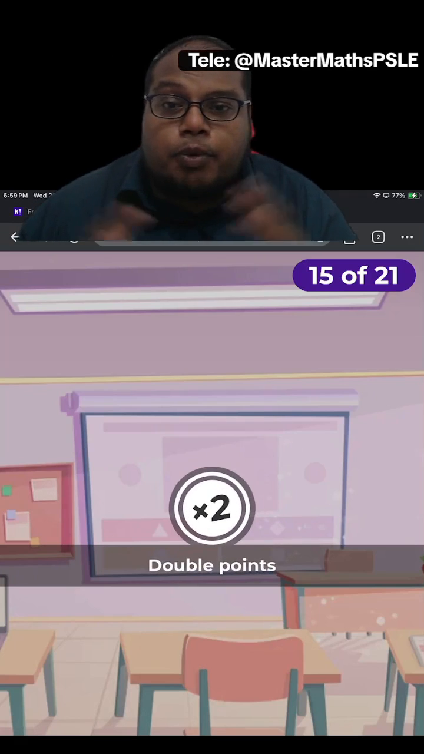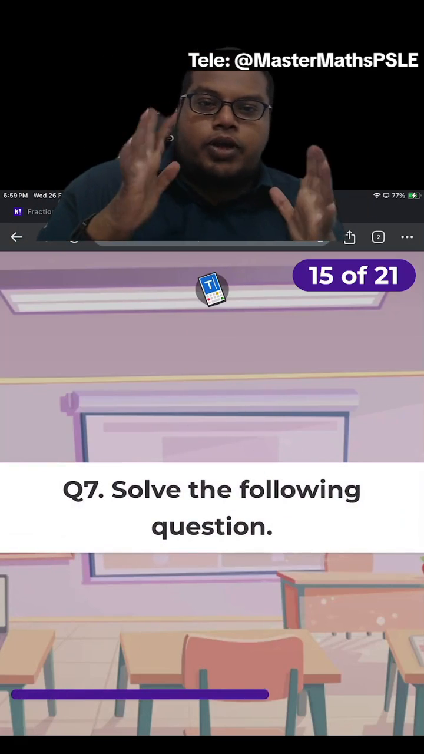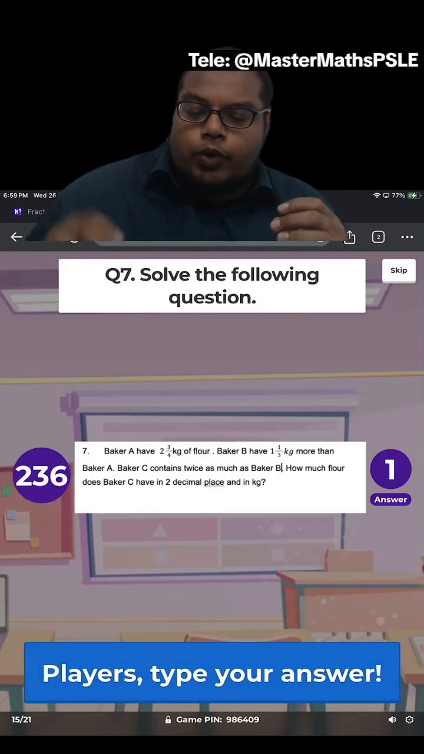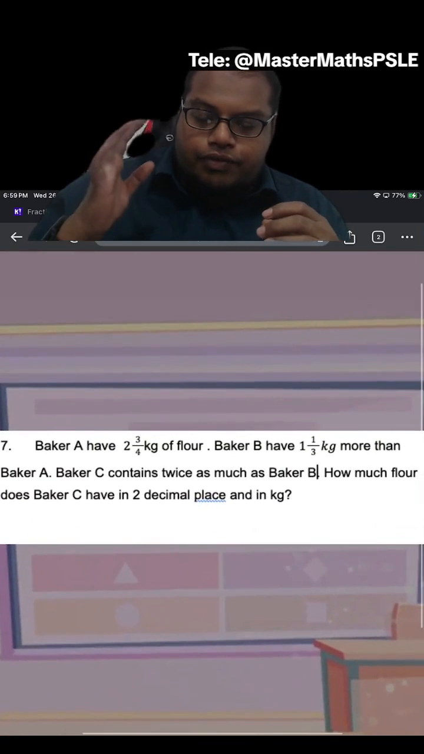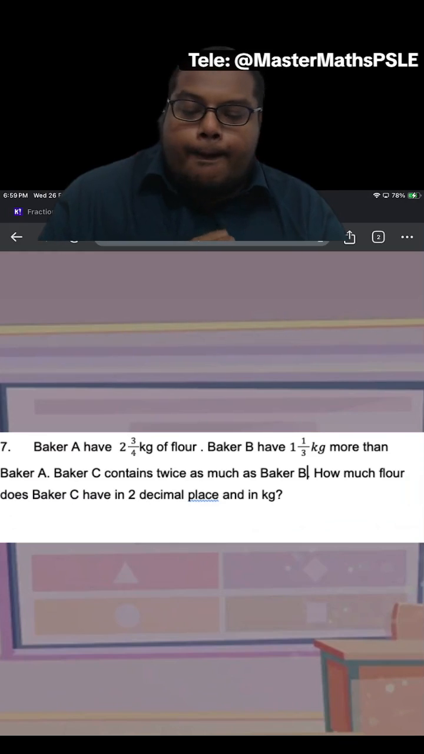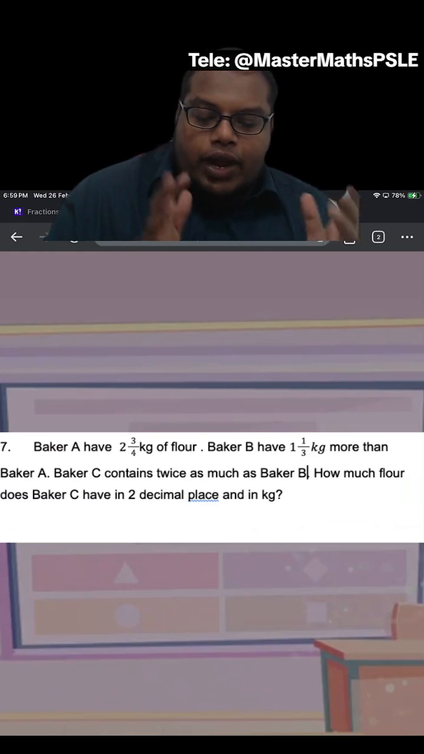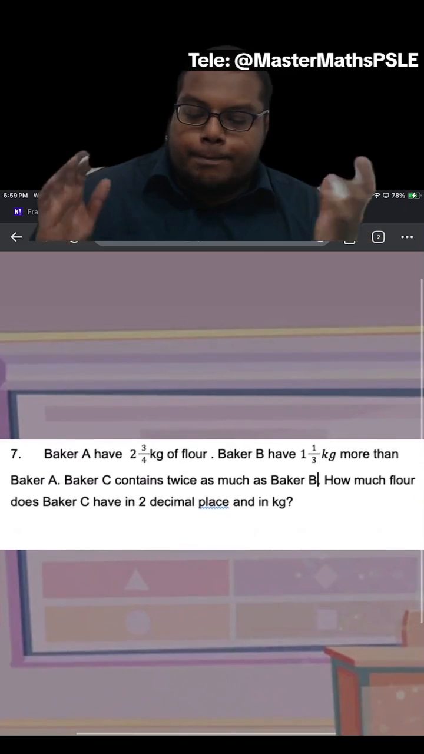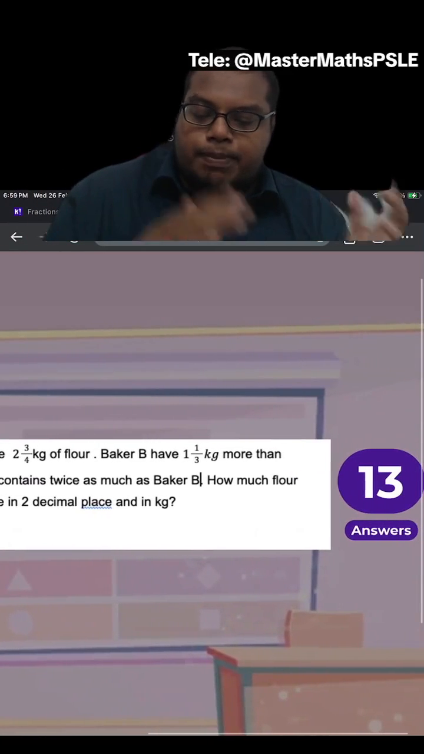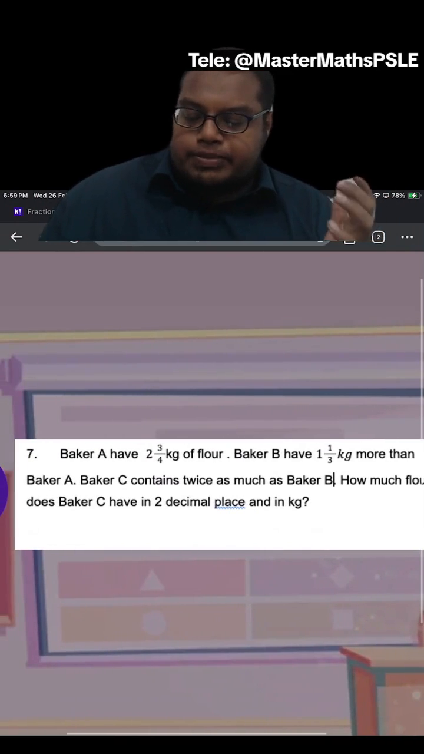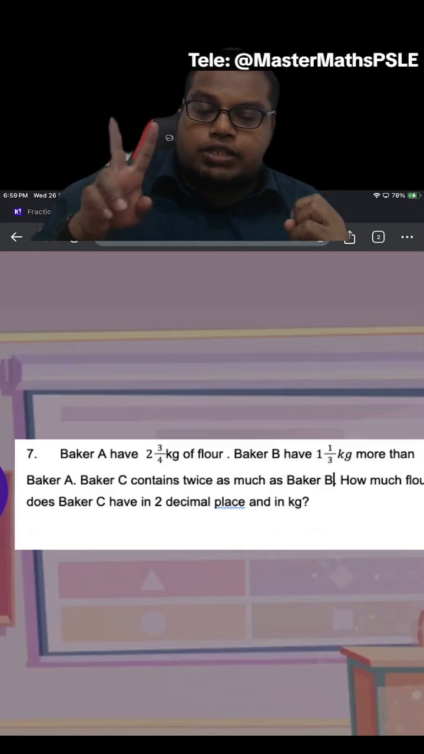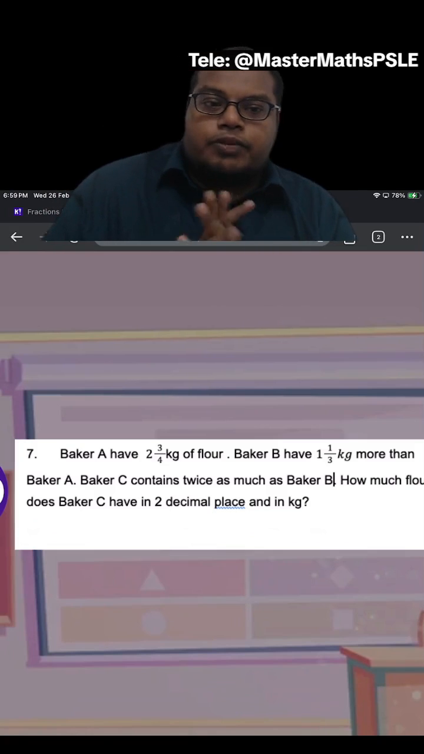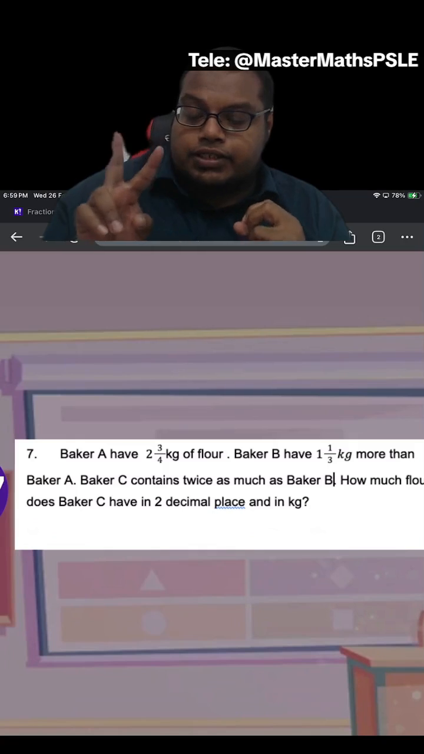The next question is a problem sum question. But don't worry, once you understand it, it's no longer a problem. So the question is, Baker A has 2 and 3/4 kg of flour. Baker B has 1 and 1/3 kg more than Baker A. Baker C has twice as much as Baker B. How much flour does Baker C have in 2 decimal places and in kg? So if you got your answer, convert it to 2 decimal places.